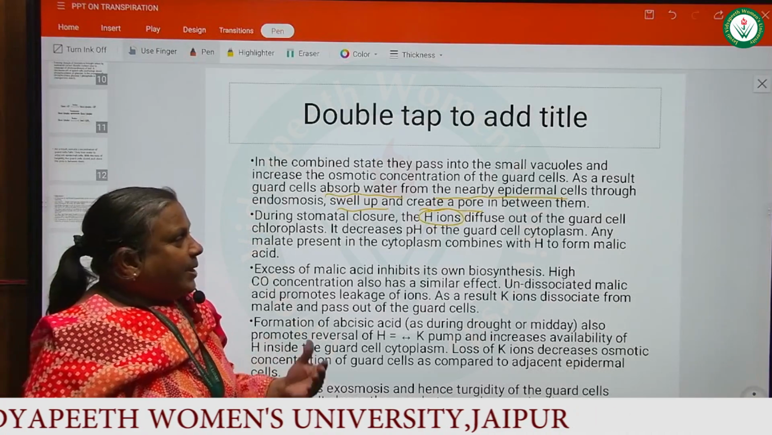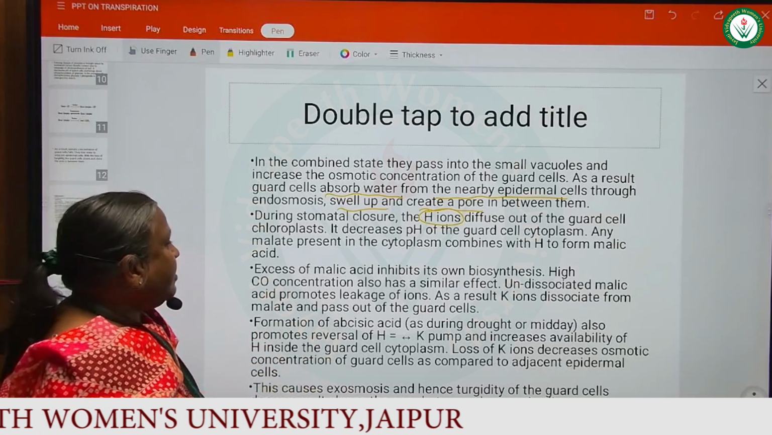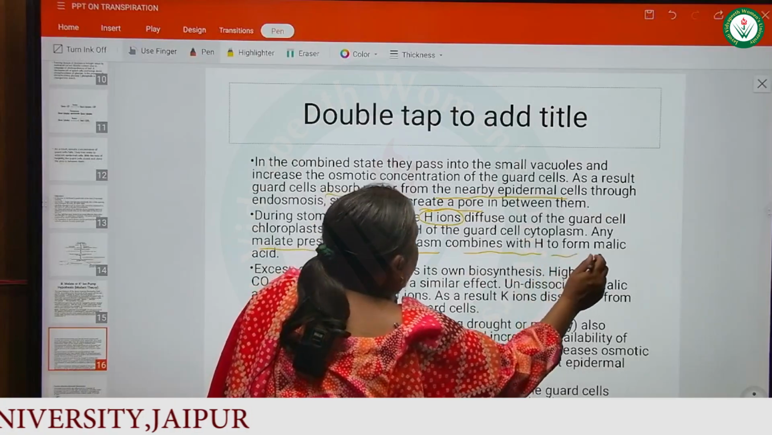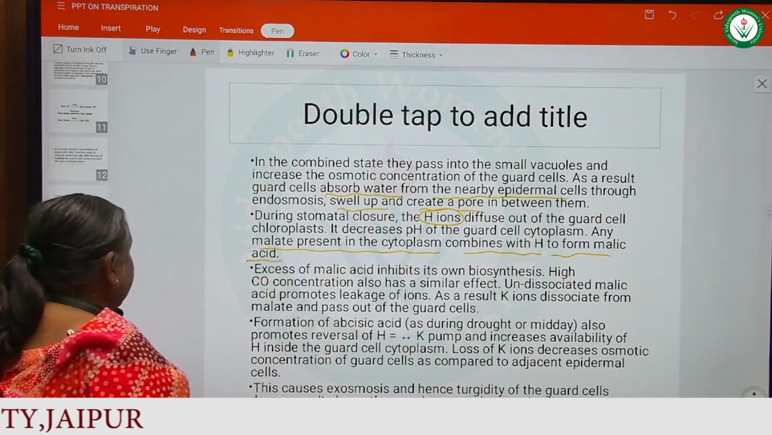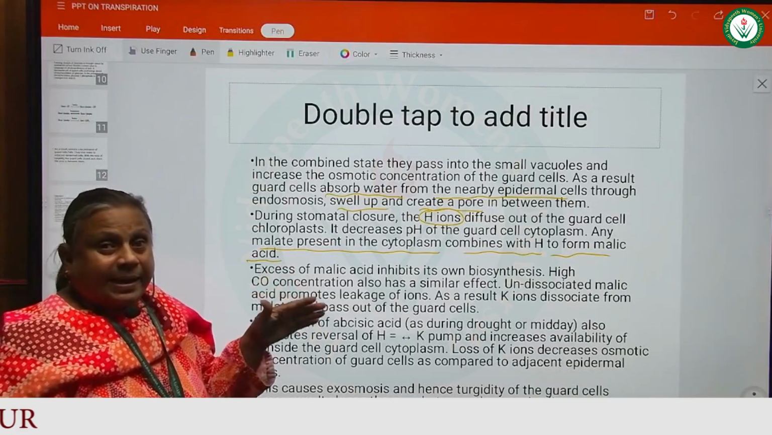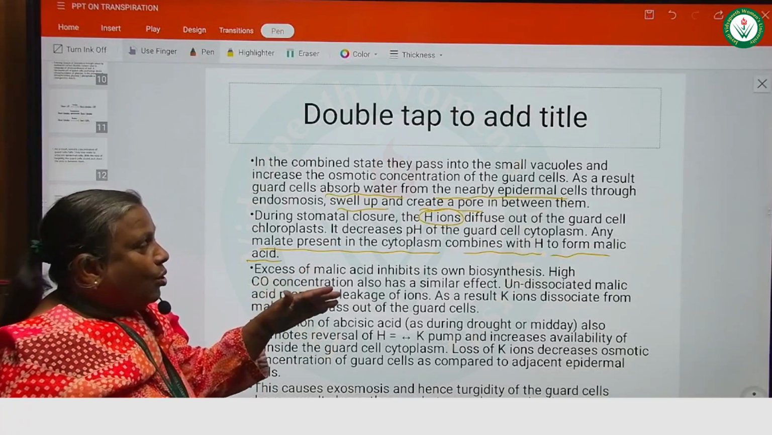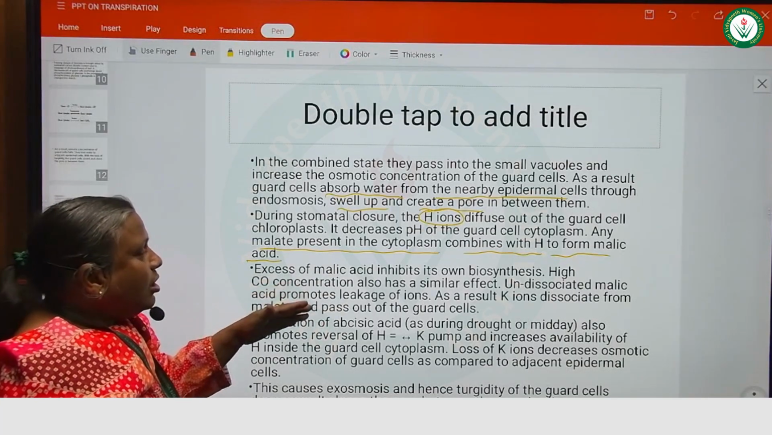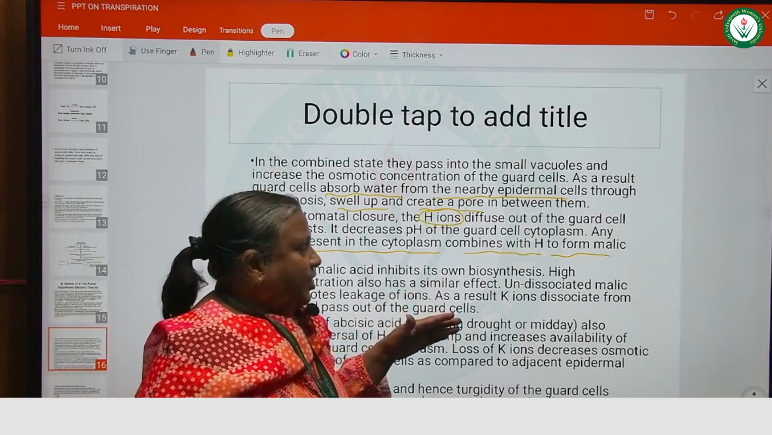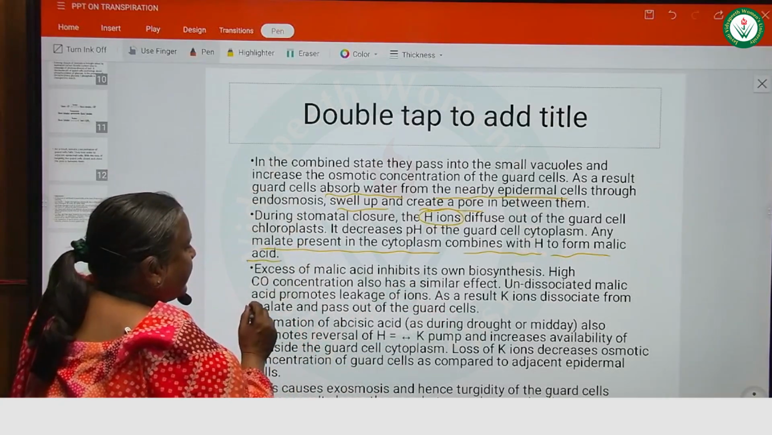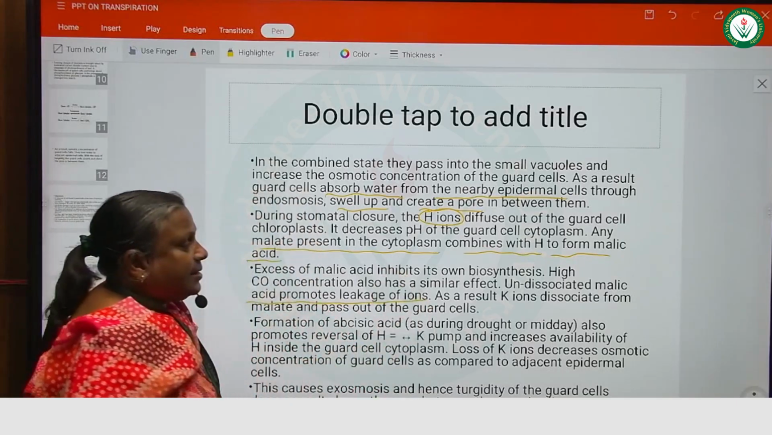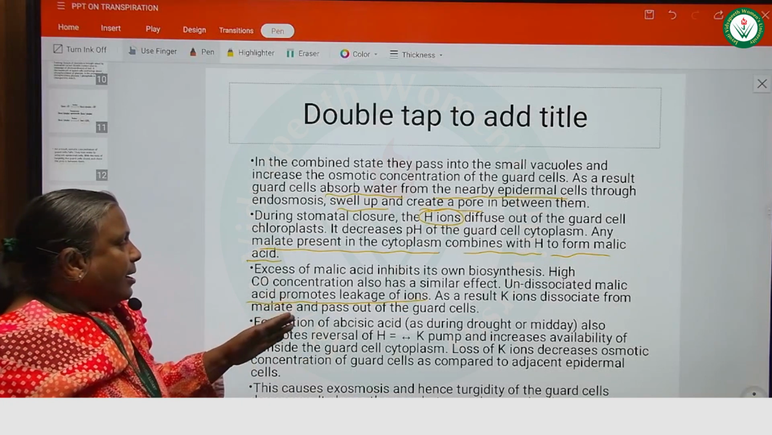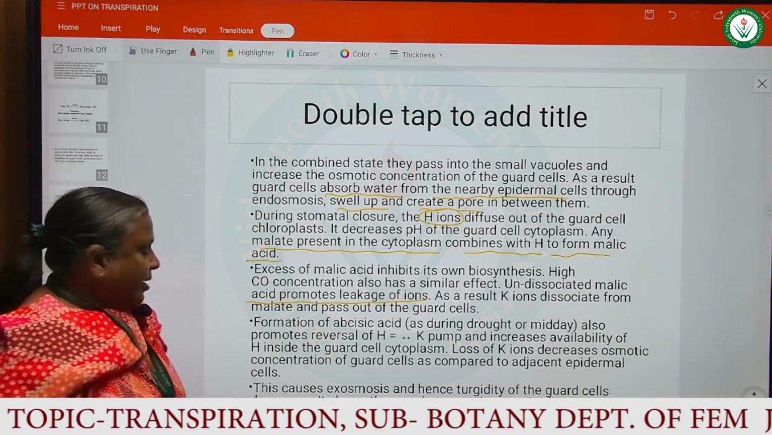It decreases the pH of the guard cell cytoplasm. Any malate present in the cytoplasm combines with hydrogen ion to form malic acid. So the excess of malic acid inhibits its own biosynthesis, and high carbon dioxide concentration also has a similar effect. The undissociated malic acid promotes leakage of the ions. As a result, potassium ions dissociate from malate and pass out of the guard cells.